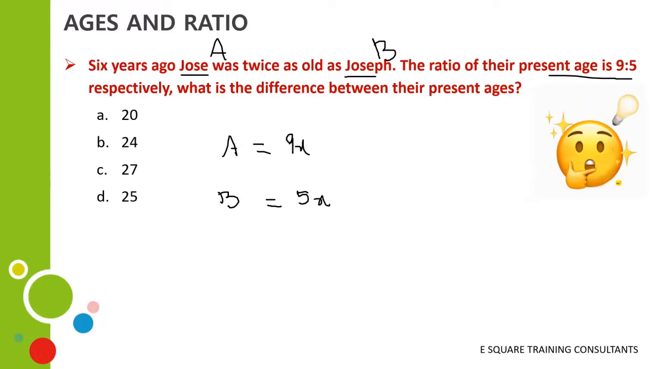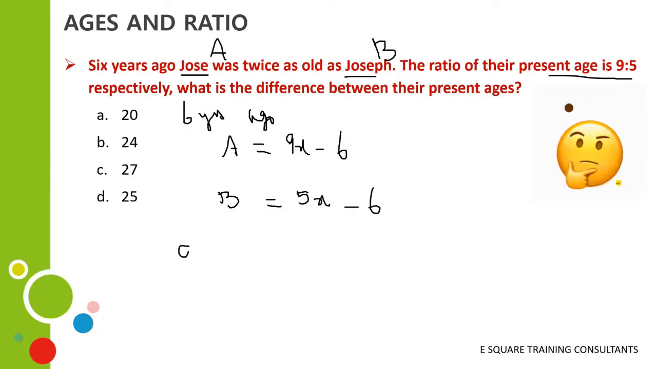And the comparison given here is 6 years ago. So 6 years ago, A's age will be 9x minus 6 and B's age will be 5x minus 6. And it is also given that Jose was twice as old as Joseph.